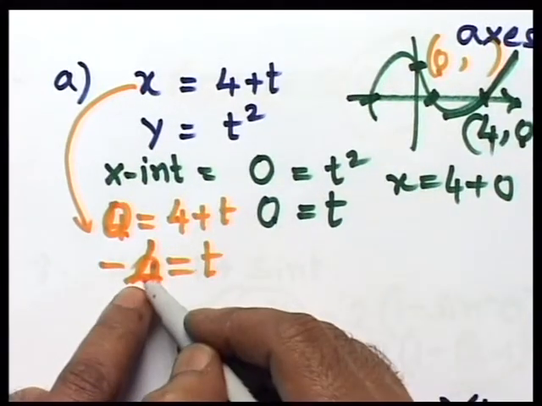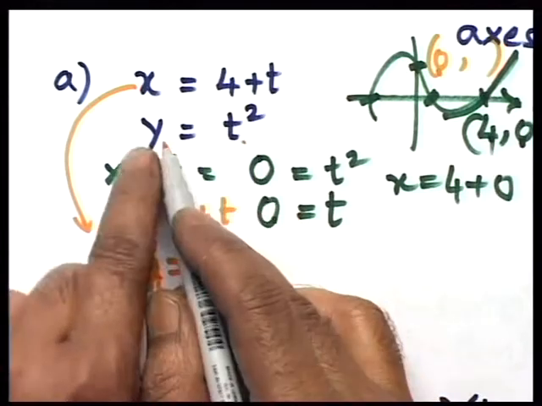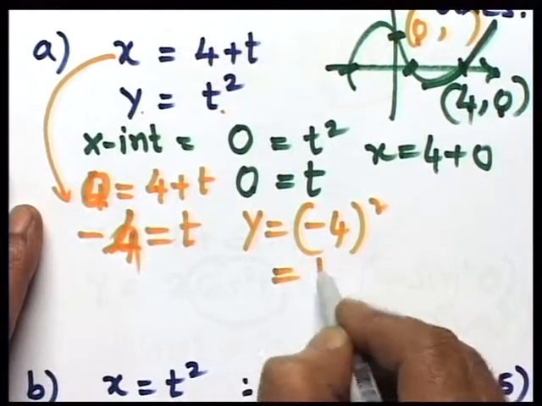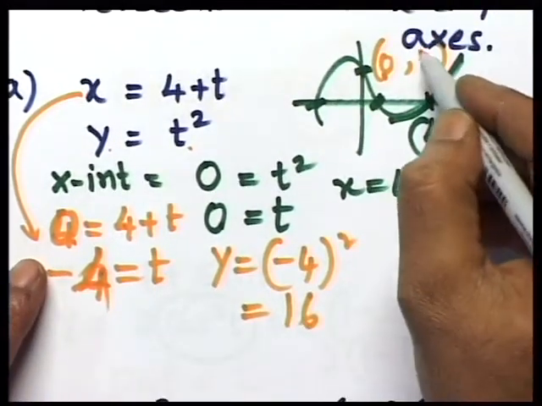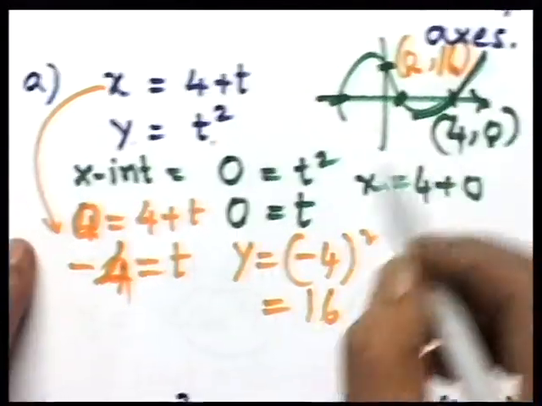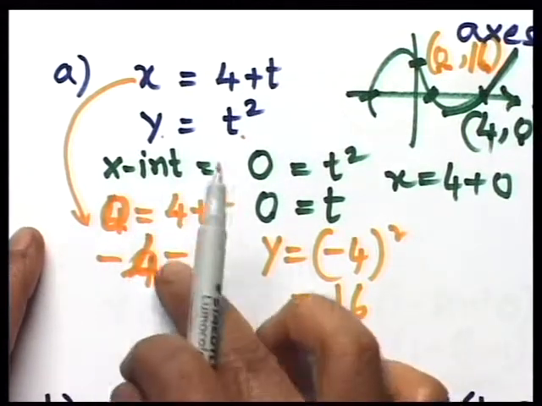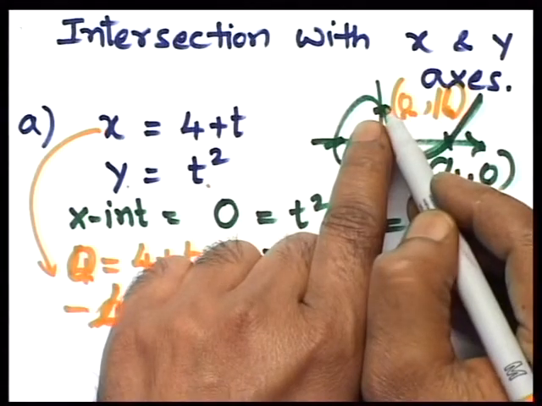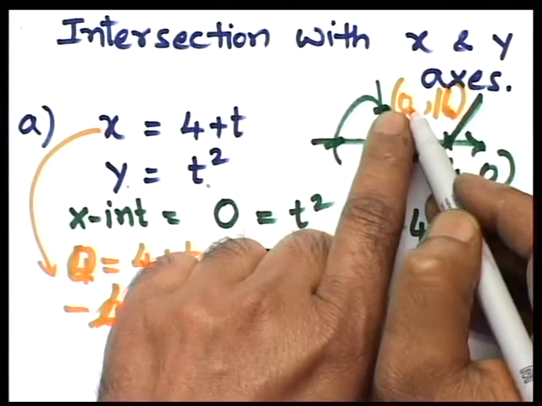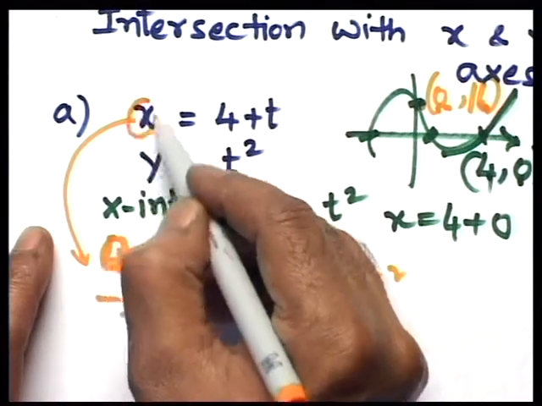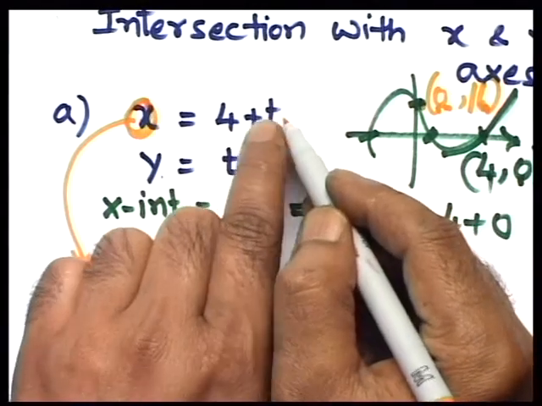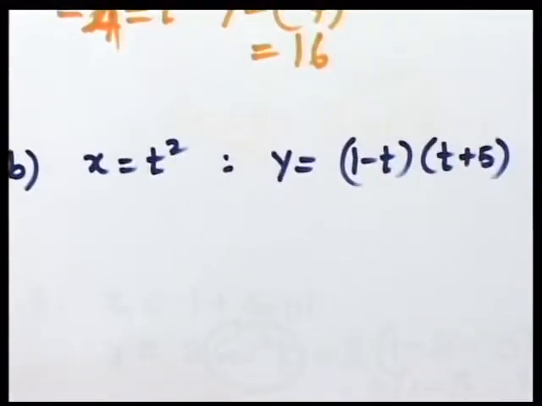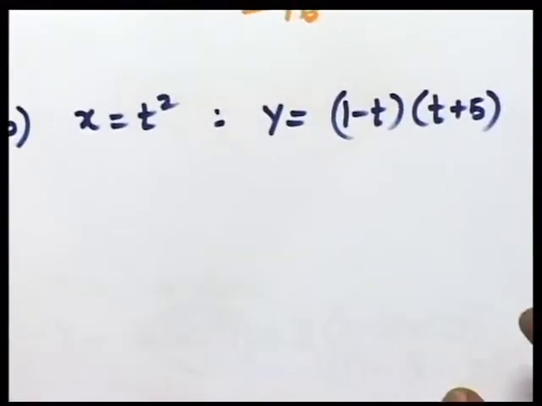This minus 4, we substitute back in here to find the y. So y equals minus 4 whole square, which is 16. So the coordinate there is (0, 16). Just be careful, I did that wrong here. Watch out how you do it. What we said was, if the curve cuts the y-axis, the x coordinate is 0. So we make that 0 and find t. When you get t, put that back here to get the y coordinate. Maybe if we do one more question without a mistake, we will understand.